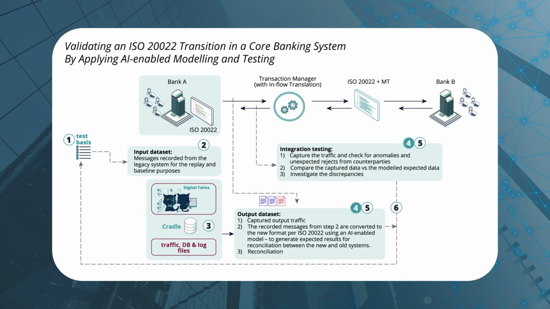Enriching the output dataset with annotations. The output dataset is attributed annotations for interpretation purposes. They are subsequently used in AI-enabled analytics. When it comes to integration testing, the output datasets are formed from the traffic captured at the integration point. This dataset is subsequently checked for anomalies and unexpected rejects from counterparties compared to the modeled expected data. All discrepancies detected here are being investigated.